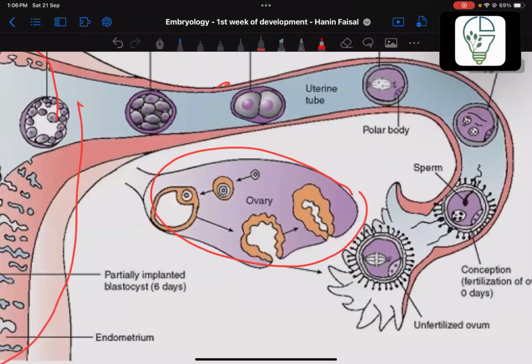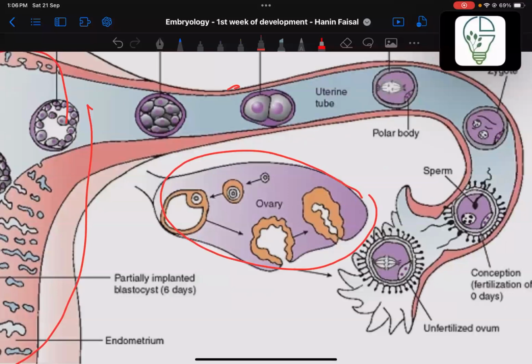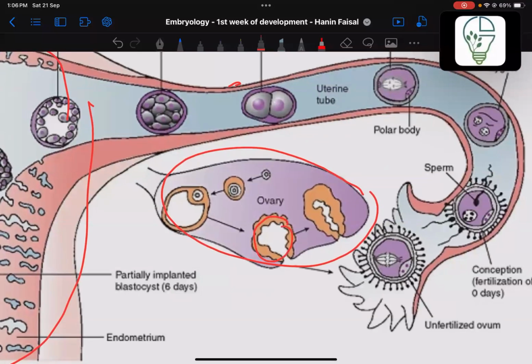In the ovary, you know that the ovary has many follicles. This follicle is called the mature follicle. This mature follicle has an egg inside of it, but we don't call it an egg. You have to use the correct medical term, which is secondary oocyte.